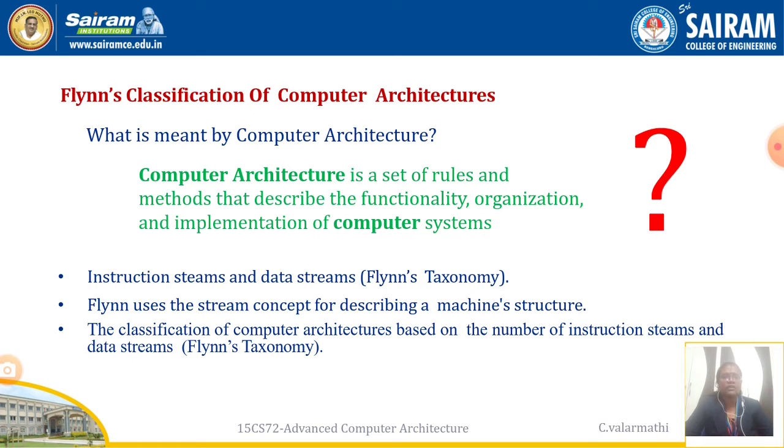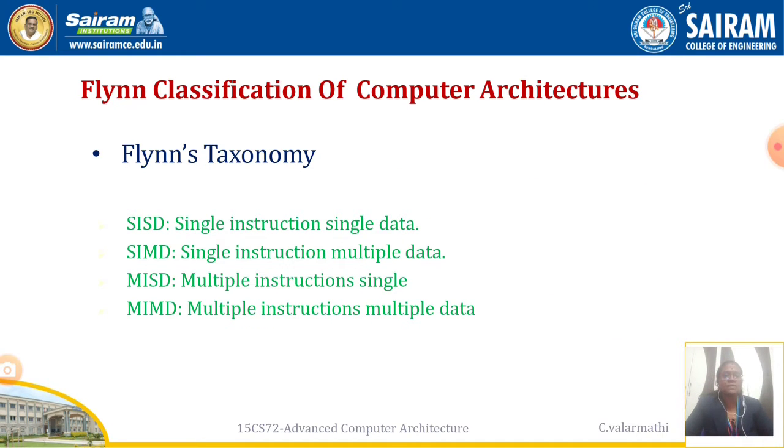Flynn is the author who developed the types of computer architecture. Totally he derived 4 different types of computer architecture based on instruction streams and data streams. We know the meaning of instruction streams and data streams. Instructions are mnemonic codes, so that when you write a program, that program will be converted into instructions. A set of instructions is called a program. According to the instruction streams and data streams, Flynn derived 4 types of computer architecture. What are those? SISD, SIMD, MISD, MIMD.